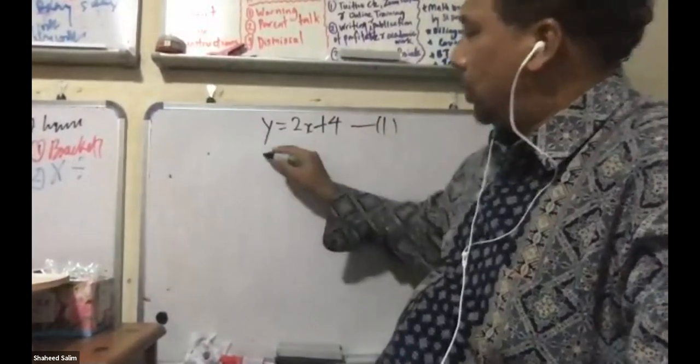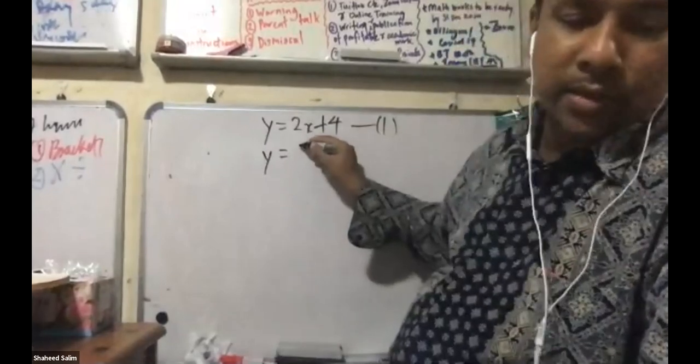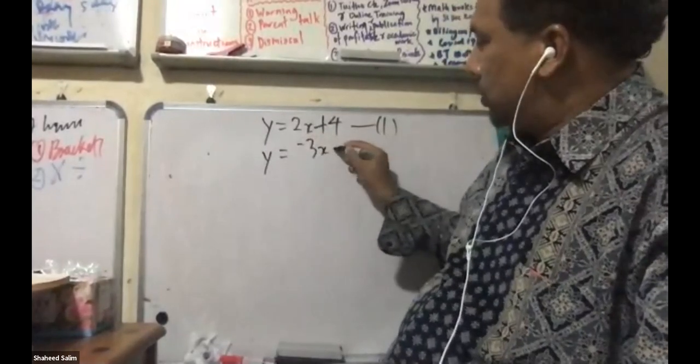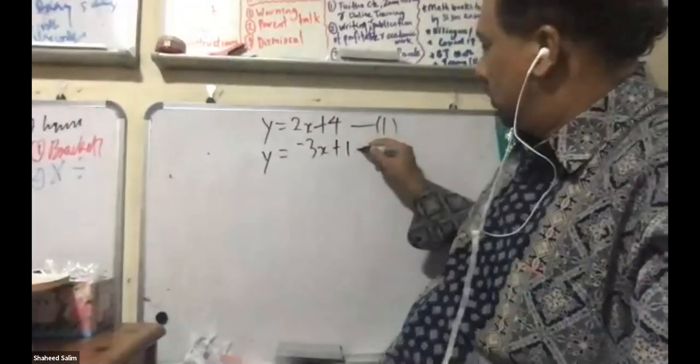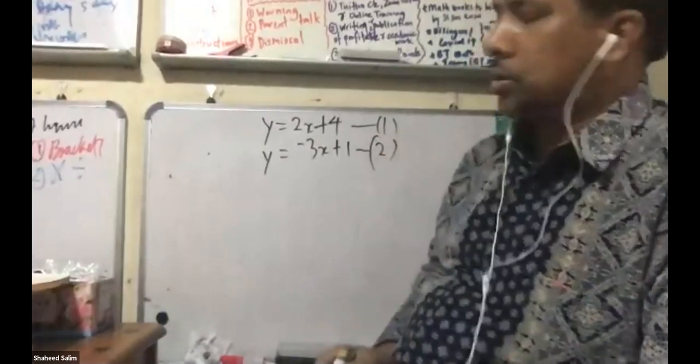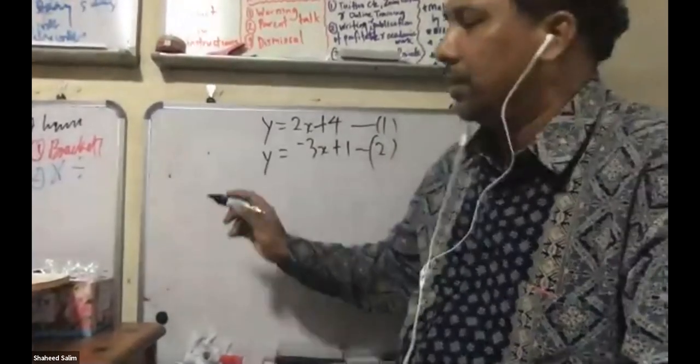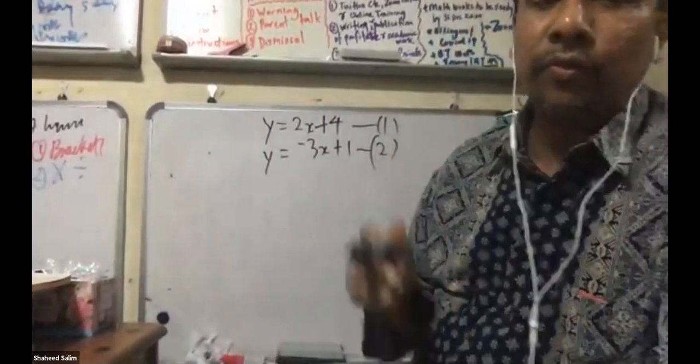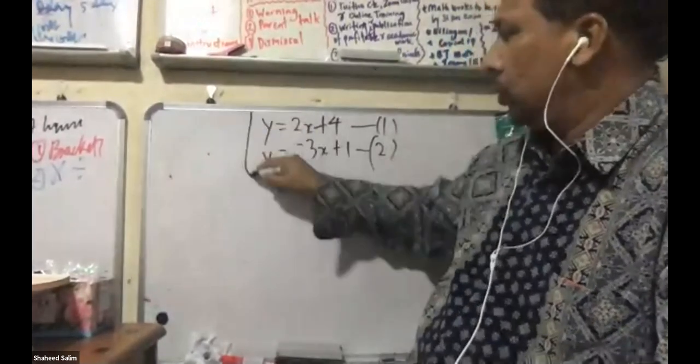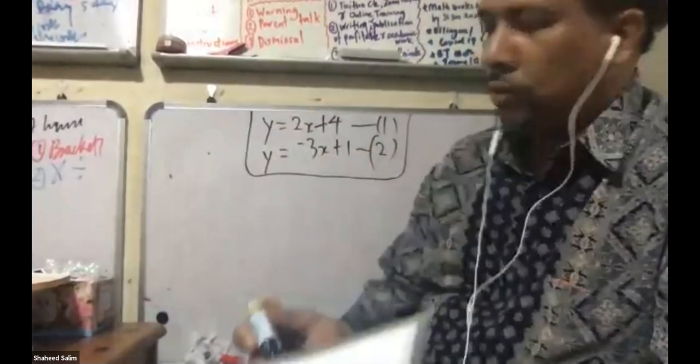So this is equation 1. This here is equation 2. Can you solve it? Can you solve means what? To find the value of x, to find the value of y. You try to do.